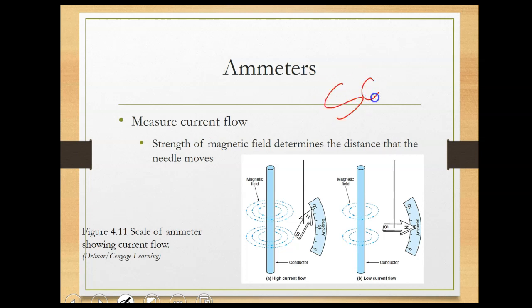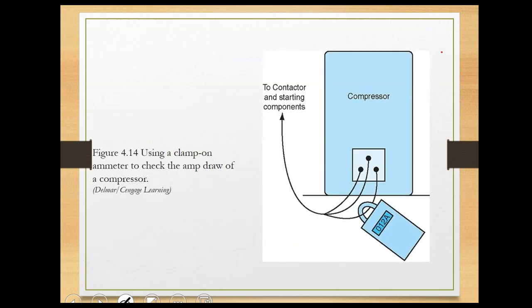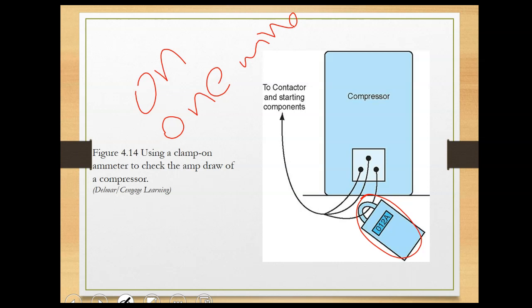So this is in series with the circuit. Again, the clip-on meter has to go around one wire, and we saw in the lab that if you put it around two wires, they will probably cancel each other and give you the wrong measurement. The equipment has to be on, and one wire, and in series.